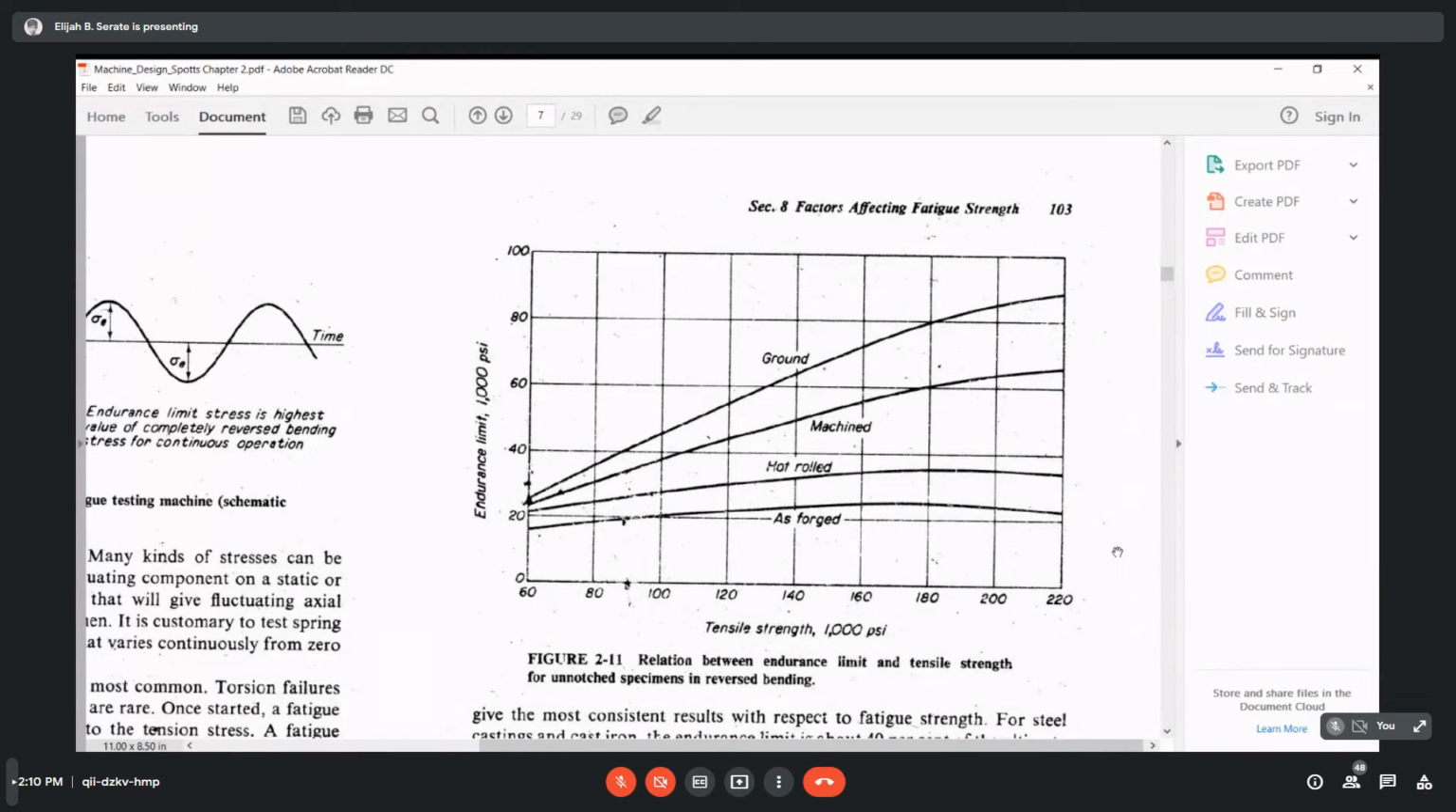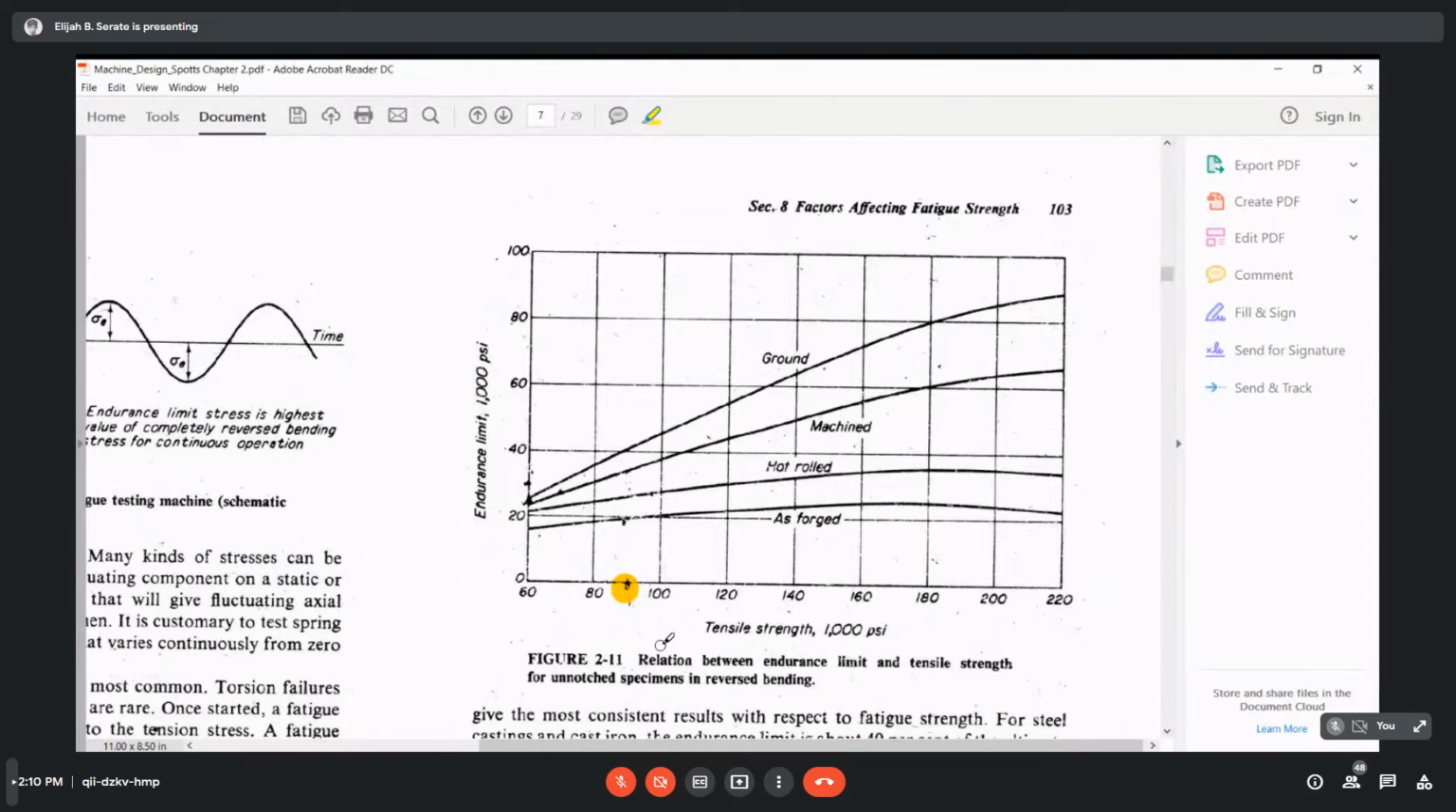What figure? Figure 2-11. If you look at 2-11, tensile strength is ultimate strength, no? Tensile strength is ultimate strength, and our ultimate strength, according to the problem, is 90,000 psi. So it is somewhere here, between 80 and 100.